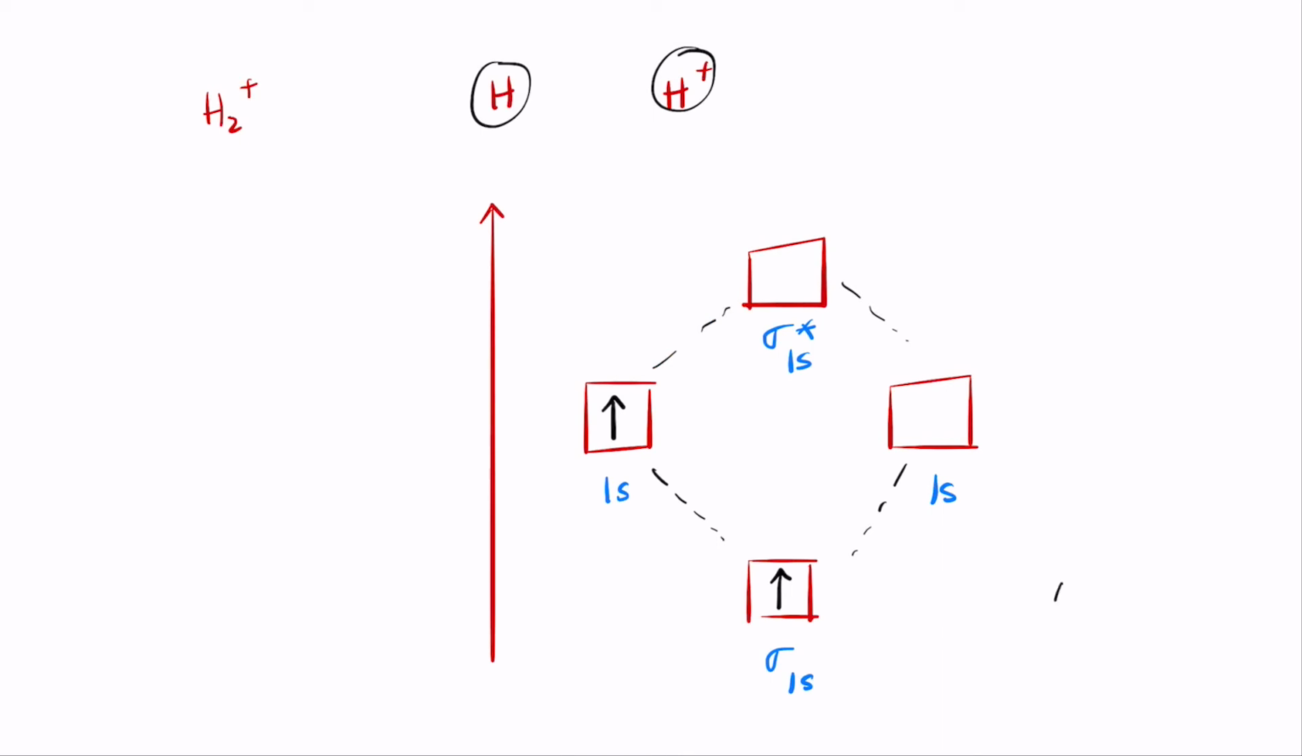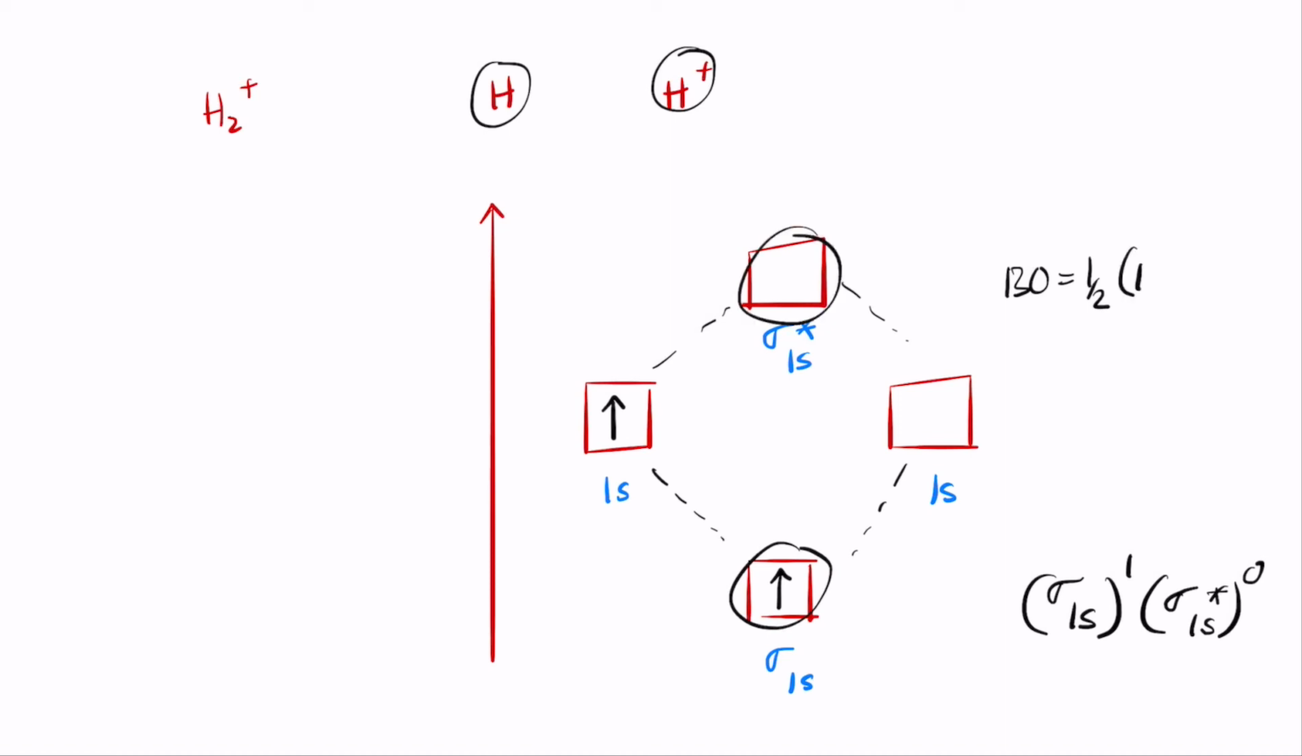How would you write the configuration here? In sigma 1s there is 1 electron, and in sigma 1s star there are 0 electrons. When you calculate the bond order, it is half of the number of electrons in the molecular bonding orbital, which is 1, minus the number in the anti-bonding, which is 0, which will give you a bond order of half.